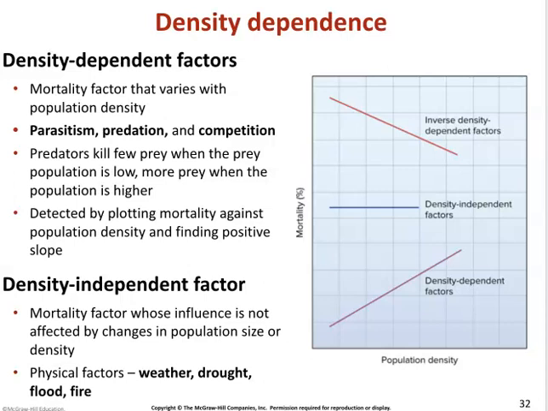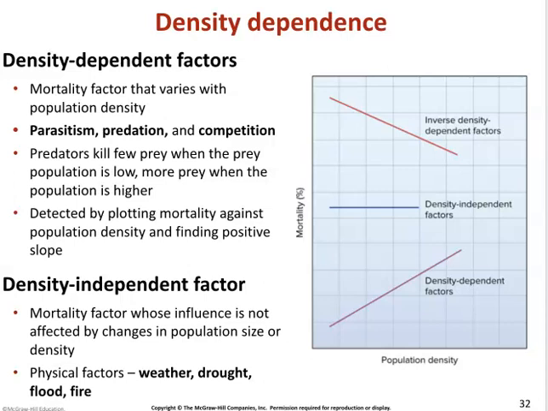When we see types of factors affecting the species, we can see how they affect the density of the population. Density-dependent factors reduce a population. These are competition, predation, and parasitism. These decrease the density or the number of individuals in a population. Density-independent factors are physical things like weather, drought, floods, fires, and the mortality factor is not influenced or affected by the change in population size or the population density.